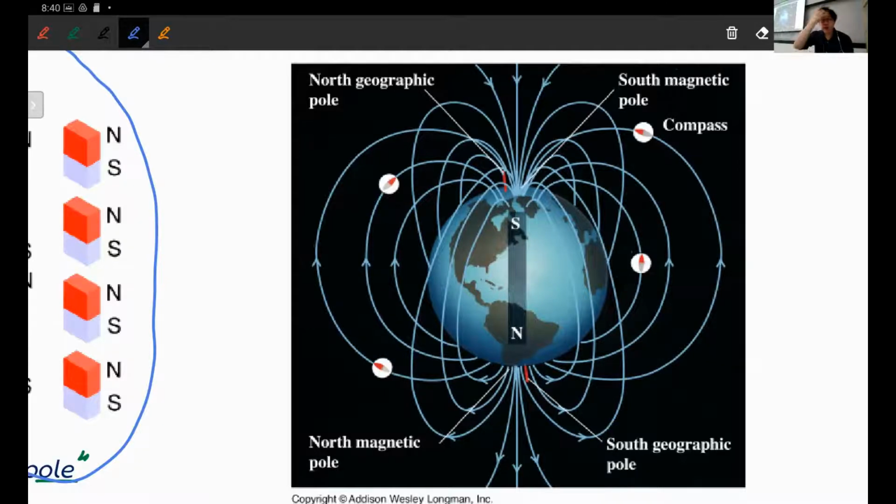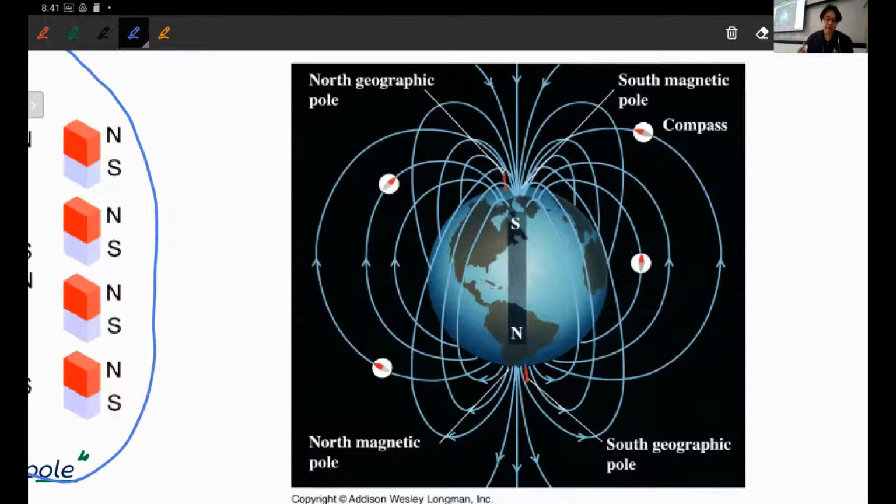Even the Earth, because we know that every time we have a compass, the compass always points north. Okay, that means the north pole of the Earth actually is going to be the magnetic south pole of the Earth, right? So in terms of the location, the north portion of the Earth is actually the south pole of the Earth magnet. Okay, so that means the geographic north is the magnetic south for our Earth. Okay, something like that. All right.